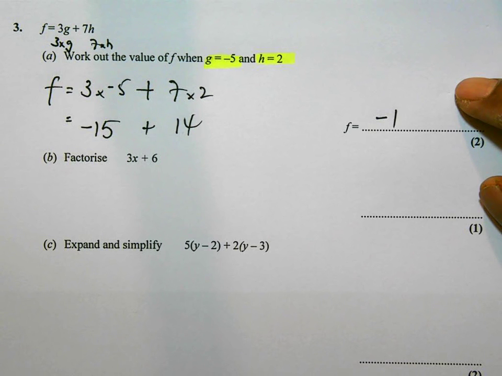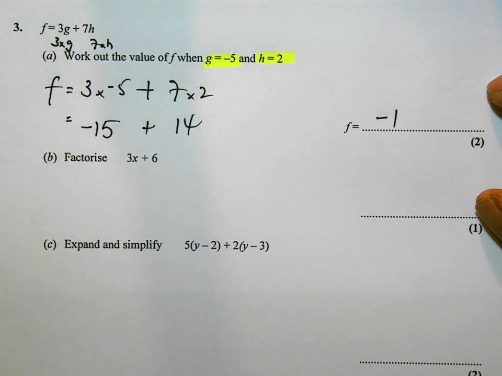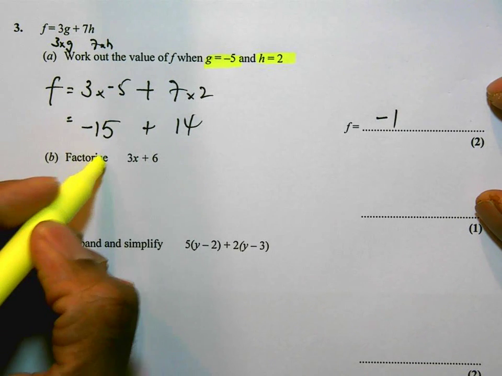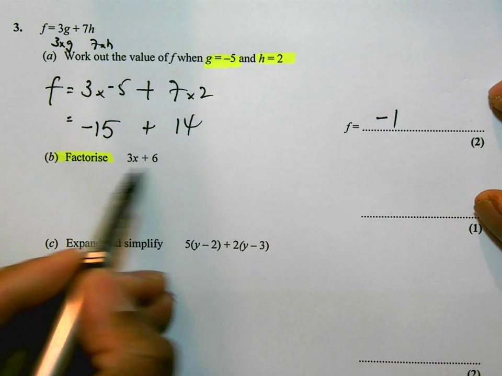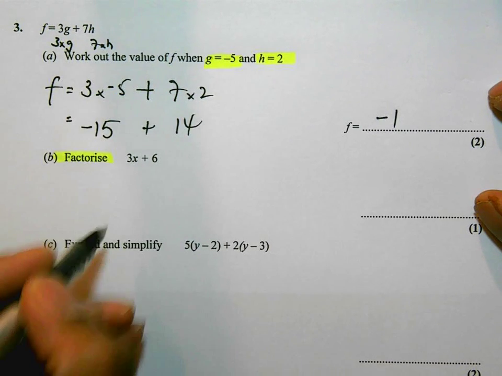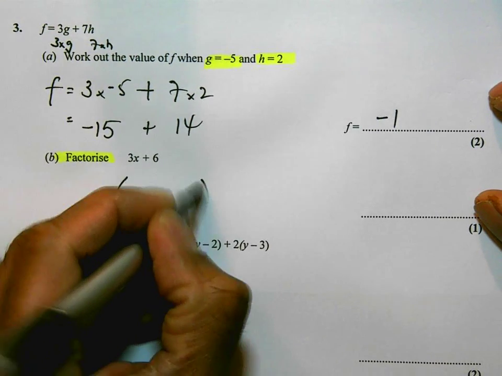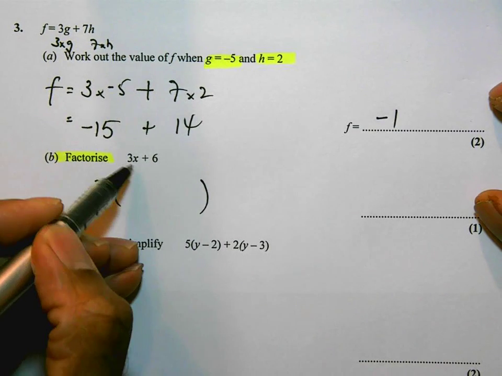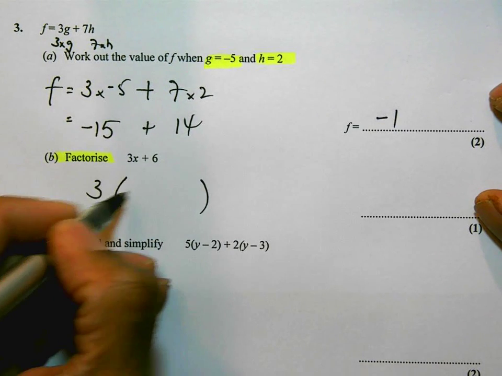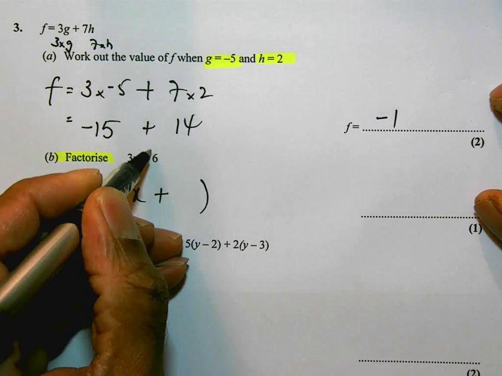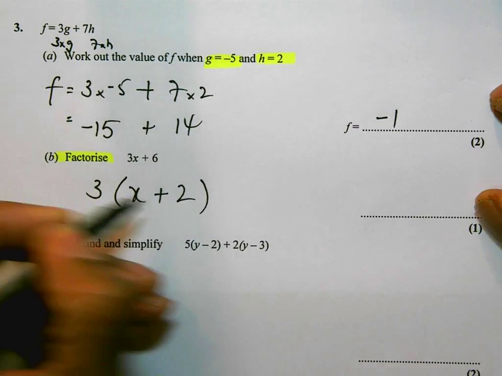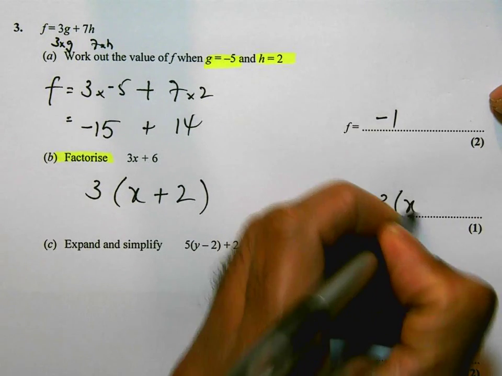Part B simply says to factorize. Now factorize, remember, means to put it into brackets or pull out a common factor. If you look at this expression, what's common to 3x and 6? 3 can go into both of those. So I'm going to set up a set of brackets. I'll have 3 outside. There's no letters common to both of them. So 3 times what would give me 3x? 3 times x. Plus 3 times what would give me 6? 3 times 2 is 6. So that's what I'm going to put in the answer space. 3 brackets x plus 2.